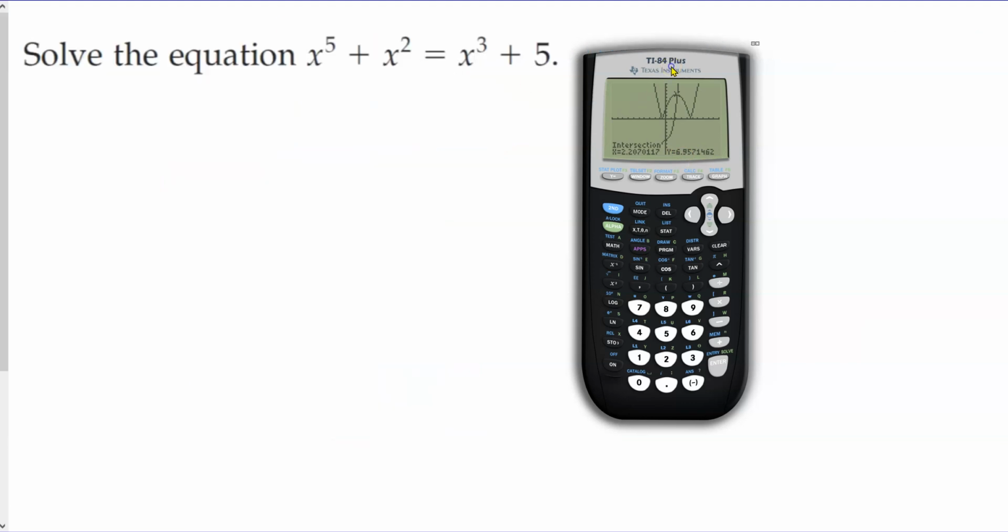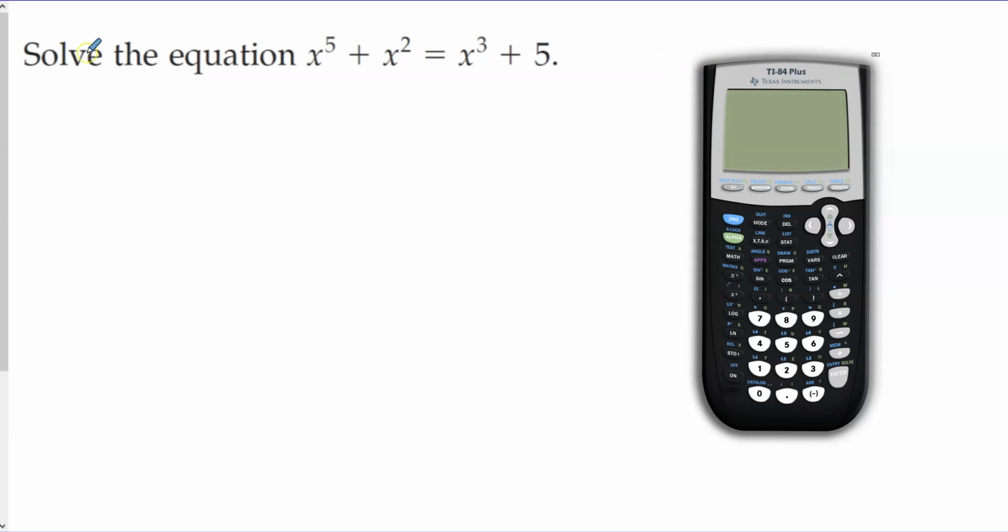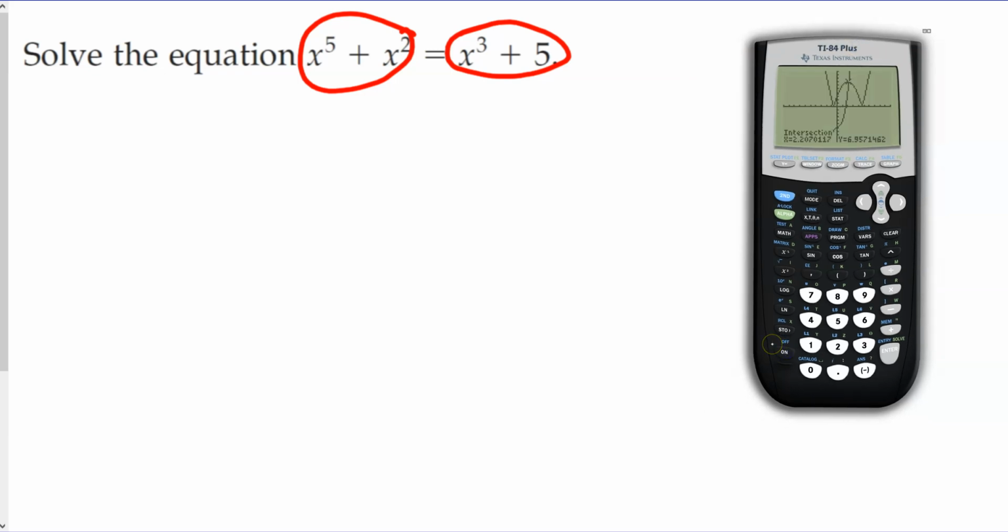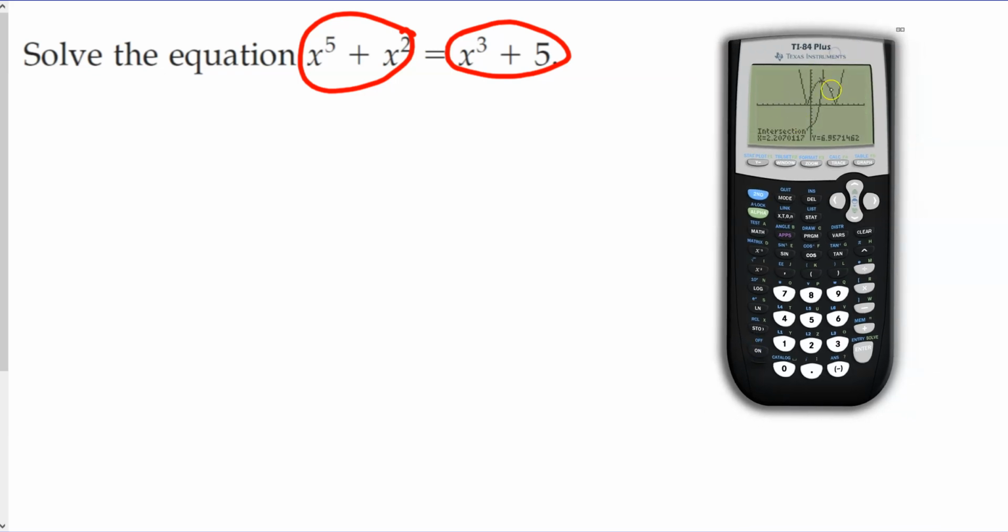Okay, let's look at one more and then we'll be done. So you have an equation that says x to the fifth plus x squared equals x to the third plus 5. Same set of directions. I'm going to take this left-hand side and graph it, and this right-hand side and graph it, figure out where the two intersect, and then that's my solution. So now if you have the graphing calculator and you notice the graphs are on there, there's a couple ways you can get rid of it. Easiest way is just to hit y equals, clear out the first equation, arrow down, clear out the second equation.